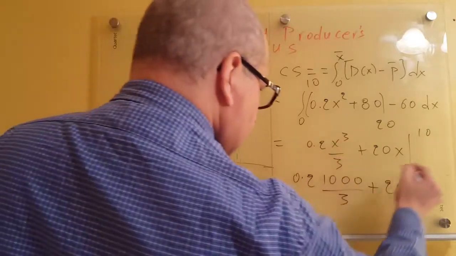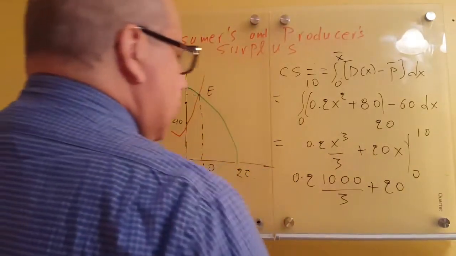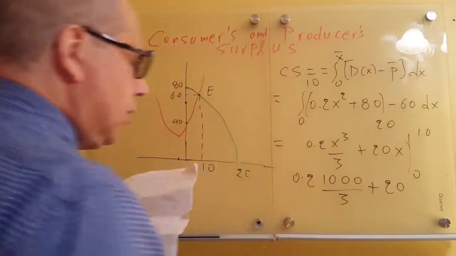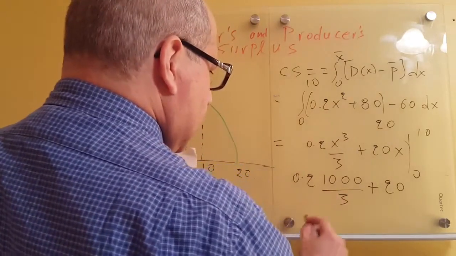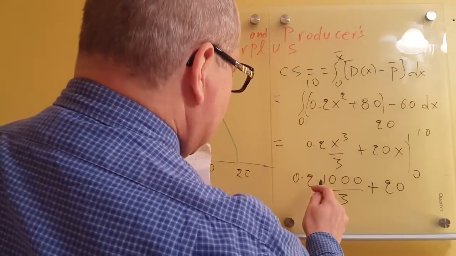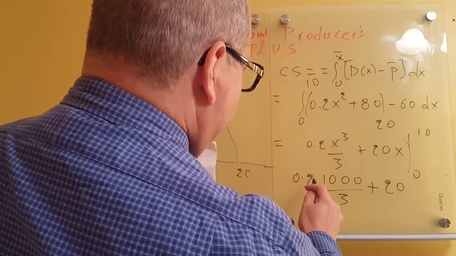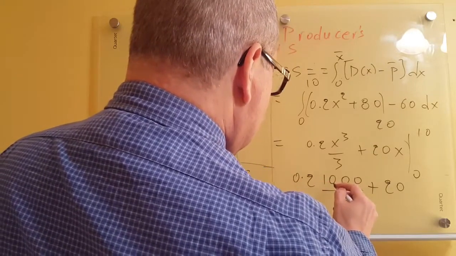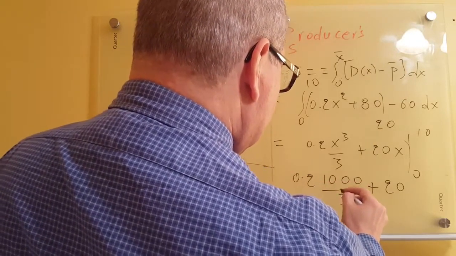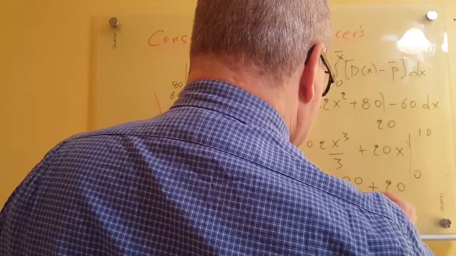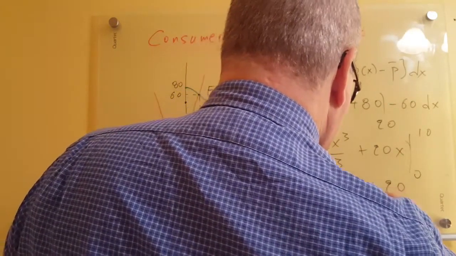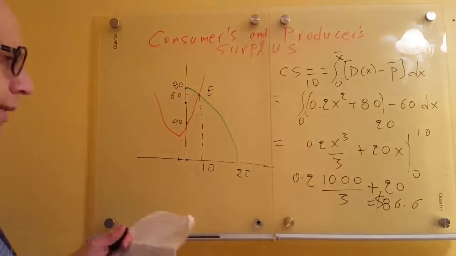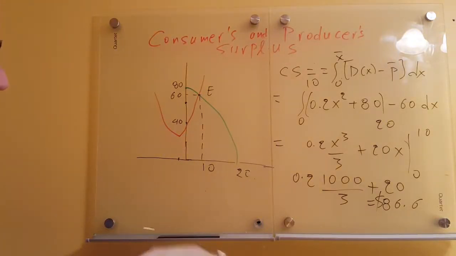So substituting in this equation here, wherever x is equal to 0, of course everything will become 0. So how much is this approximately? This is 200 over 3 plus 50, so that's approximately $86.6. So that's the consumer surplus.